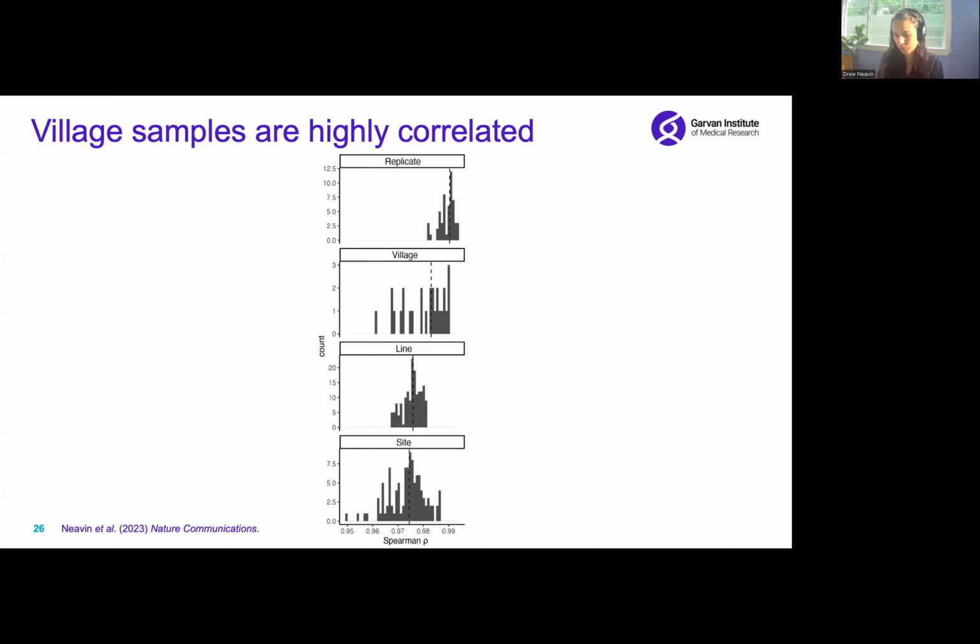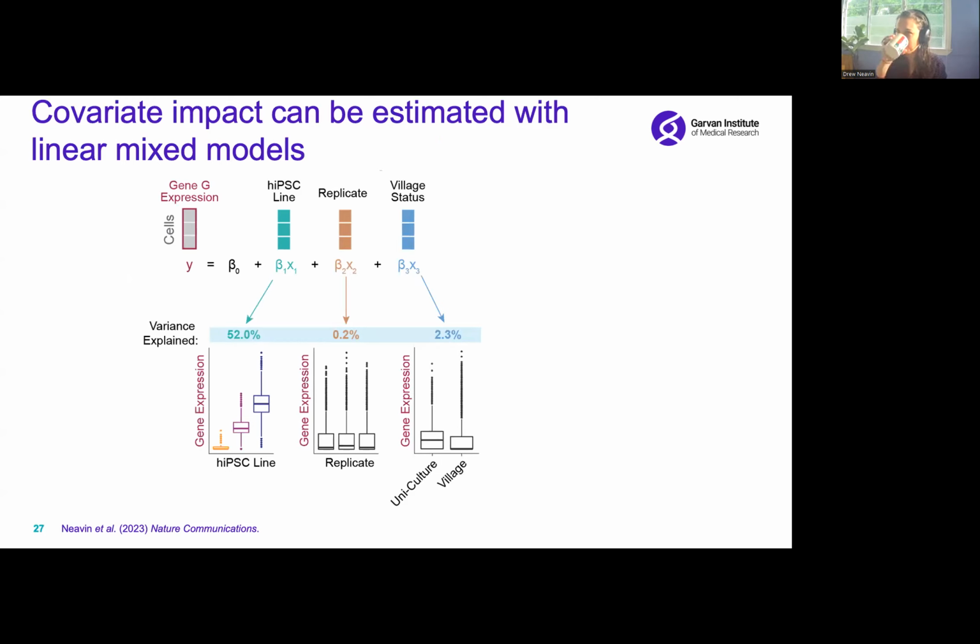But to look at this a little bit further, we applied linear mixed models where we can look at the variance. And so the way we can do this is we take each different gene and fit a model to this gene, looking at these different covariates such as the stem cell line, the replicate, and the village status.